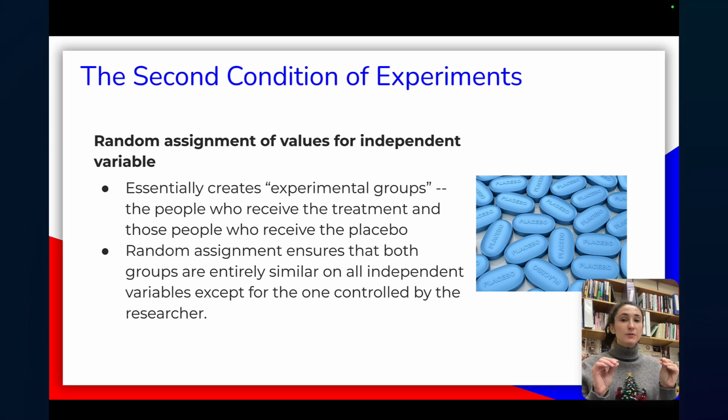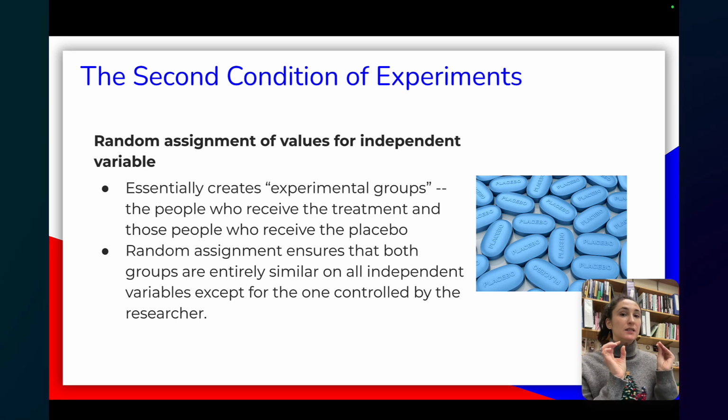Okay, so random assignment, if you recall, random means that everyone has an equal likelihood of being selected for either group, right? So if I'm assigning to treatment or placebo, everyone has a 50-50 chance of being given treatment or placebo. Okay, and theoretically, if my random assignment goes correctly, it ensures that both groups are similar with respect to other characteristics, except for the one that's controlled by me, whether they received the placebo or whether they received the treatment.